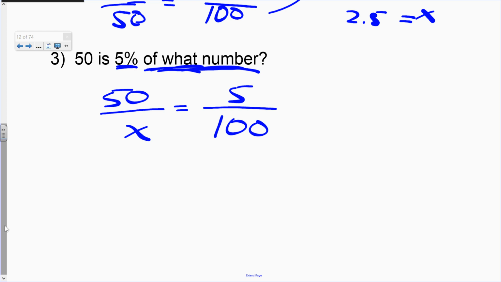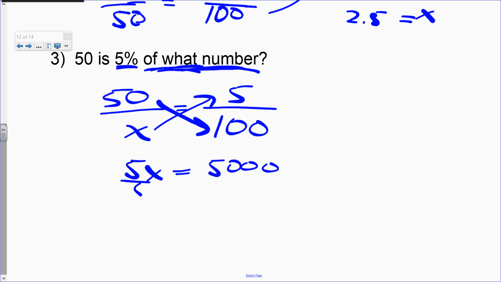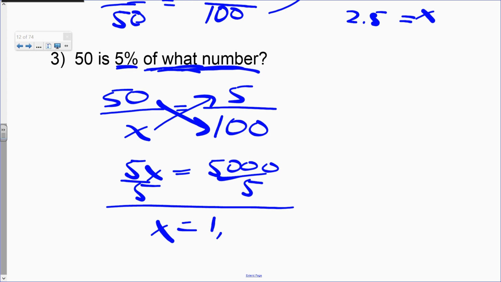Let's do this. Cross multiply. 5 times x is 5x. Is, x is 100. What's 50 times 100 though? 50 times 100, that's 5,000? Oh, 5,000. Divide by 5. x is 1,000. Does it make sense though?